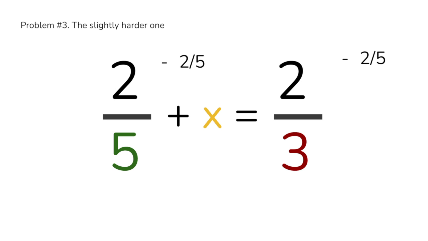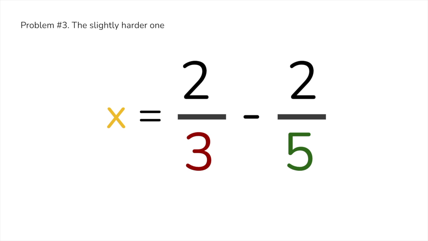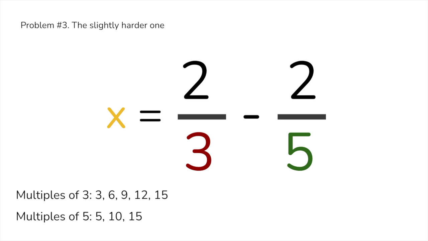We subtract 2 over 5 on the left side and subtract 2 over 5 on the right side. 2 over 5 minus 2 over 5 is just 0. So our equation just becomes x is equal to 2 over 3 minus 2 over 5. Let's use what we learned to try to solve this equation. The multiples of 3 are 3, 6, 9, 12, and 15. And the multiples of 5 are 5, 10, and 15. Our matching multiple is 15.